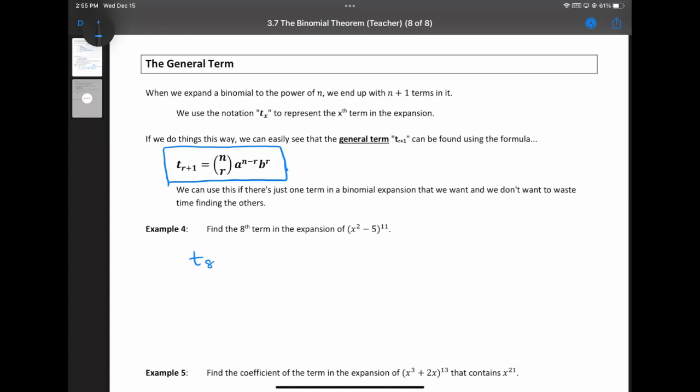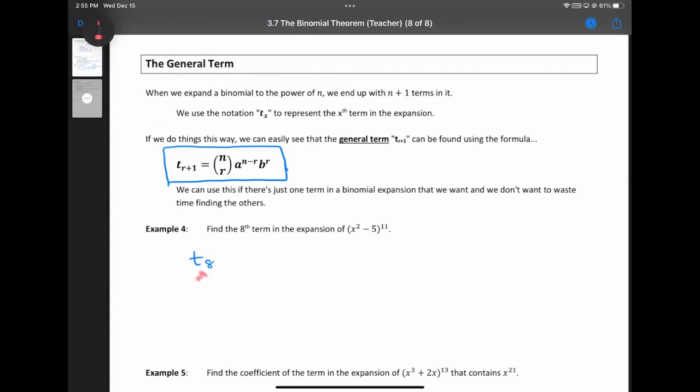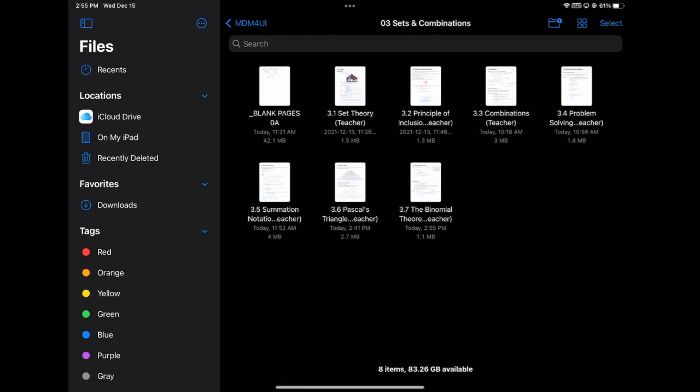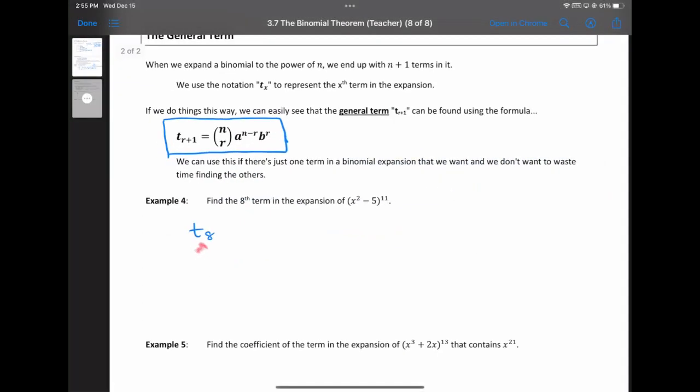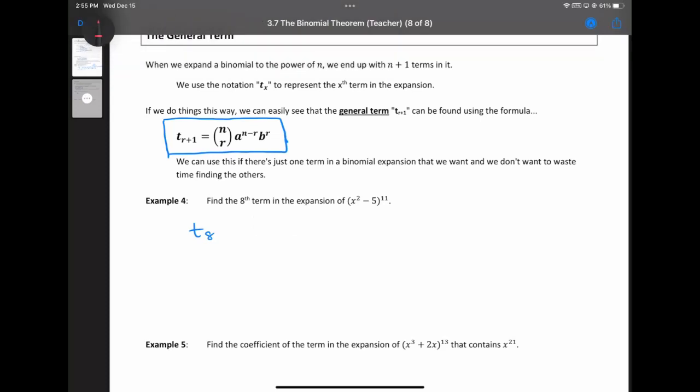I do this little thing here just to be really clear about what I'm writing. I'm going to get rid of that for a second. I don't like writing in crayon. I'm going to remind myself that for the 8th term, r equals 7, because it's term r plus 1. So term 8 is r equals 7.